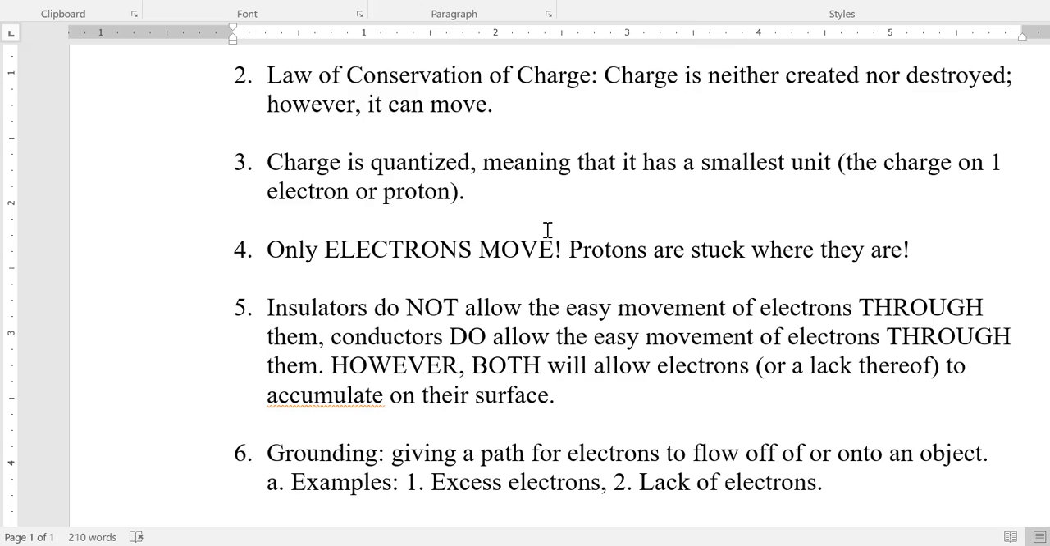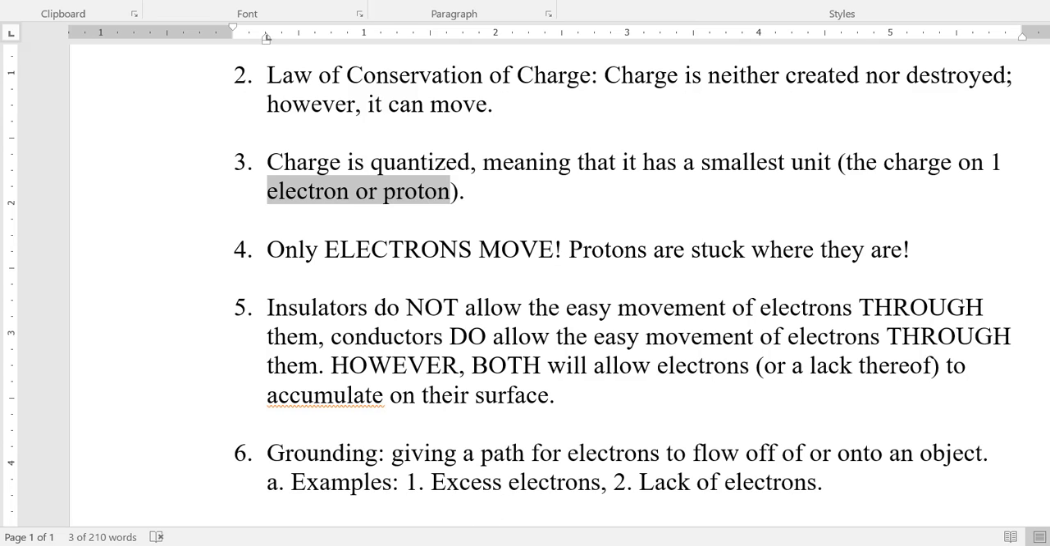The third one is charge is quantized, meaning it has a smallest unit. In other words, the smallest charge you can have that we're going to use is one electron or one proton. Now, by the way, electrons and protons have the same charge, just opposite sign. However, they don't have the same mass. It's not even close. So charge and mass are not directly related.